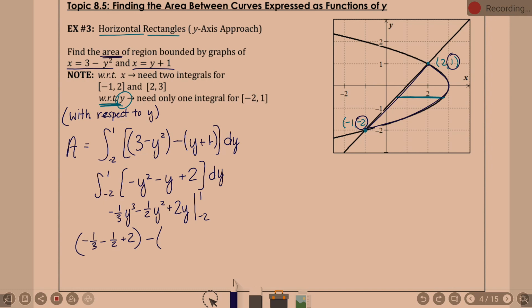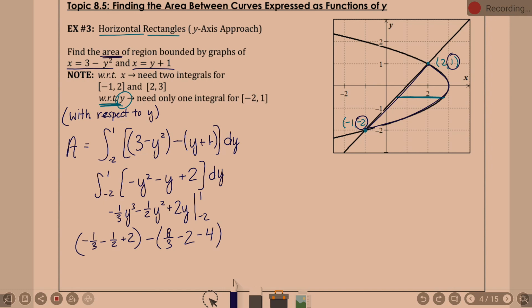So -2 cubed, -8 times -1/3 is -8/3. I'm going to go positive 8/3. -2 squared, 4 times -1/2 is -2, minus 2. And then 2 times negative 2 is minus 2. Now keep in mind, I have this all in a parenthesis with a minus sign in front of it. I'm just plugging values in.